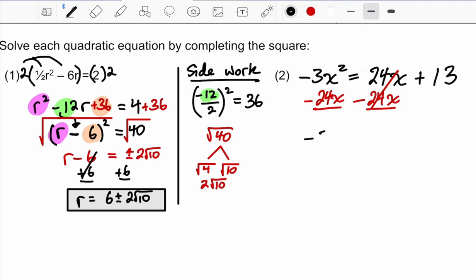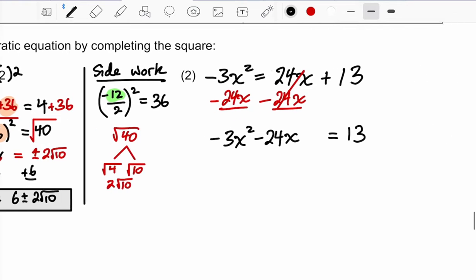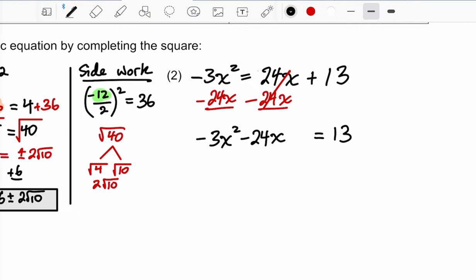And I'm going to get -3x squared minus 24x. I'm going to leave a little space to complete the square, and it's going to be equal to 13. All right? But in order to complete the square, or at least using the technique that we've been using, we need to have a leading coefficient equal to 1. So that tells me that I'm going to divide each term by a -3.